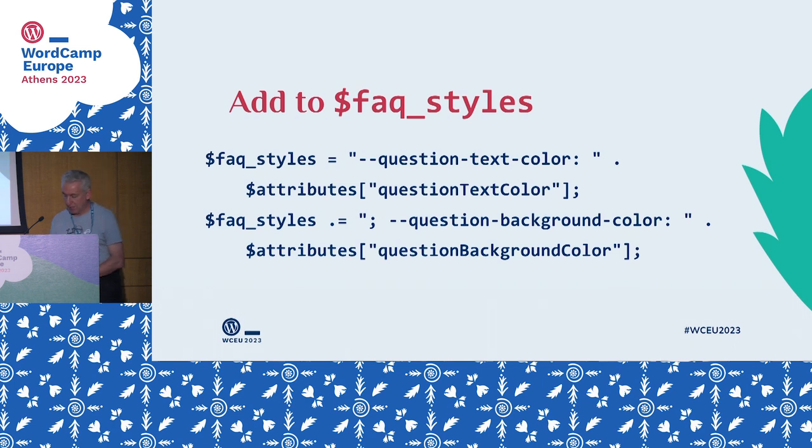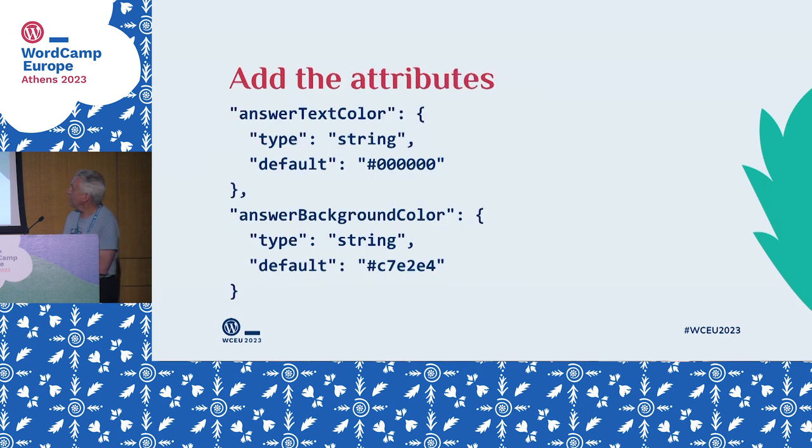Okay. So let's do the same for the answers now. We'll whiz through this, because it's all stuff we've done before. We just need to add two attributes, one for the answer text color and the answer background color. I'm going to whiz through and hope you're just copying and pasting the code from section 5.md now.